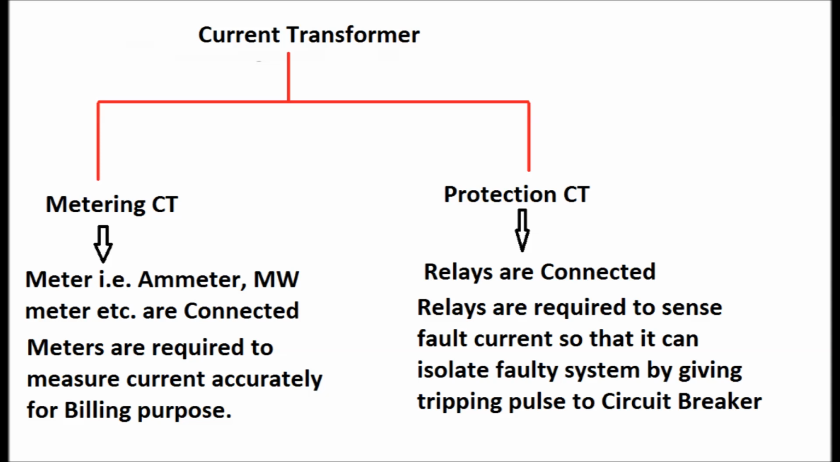The other is the protection CT. On the secondary side, relays are connected, and relays are required to sense the fault current so that they can isolate the faulty system by giving a tripping pulse to the circuit breaker. Here the importance is during fault current: the relay senses this current and sends a trip signal to the circuit breaker. Therefore, the protection CT must be able to sense the high range of fault current. So the range of primary current sensing capability is important here.